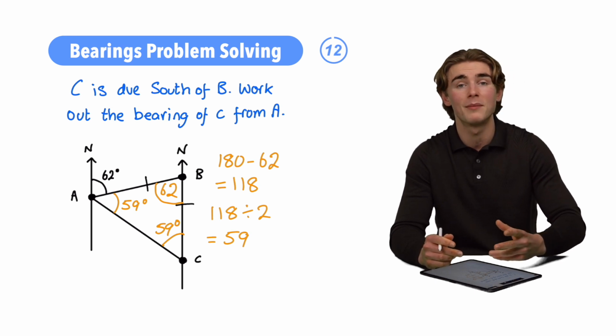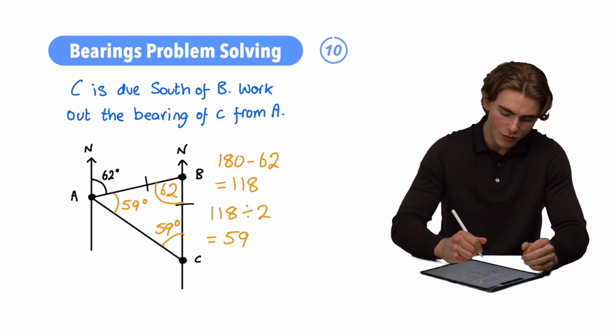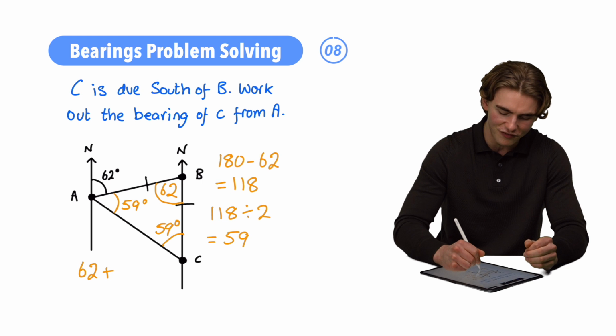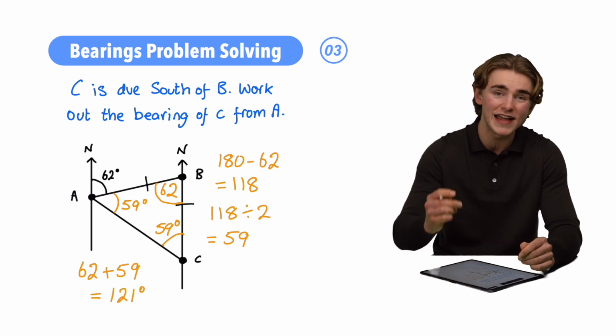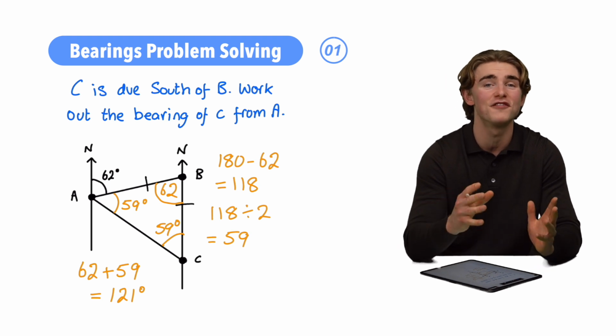Finally, we wanted, remember, the bearing of C from A, so we can do our 62 degrees plus our 59 degrees. 62 plus 59 is going to be 121, guys. So that is going to be our bearing of C from A.